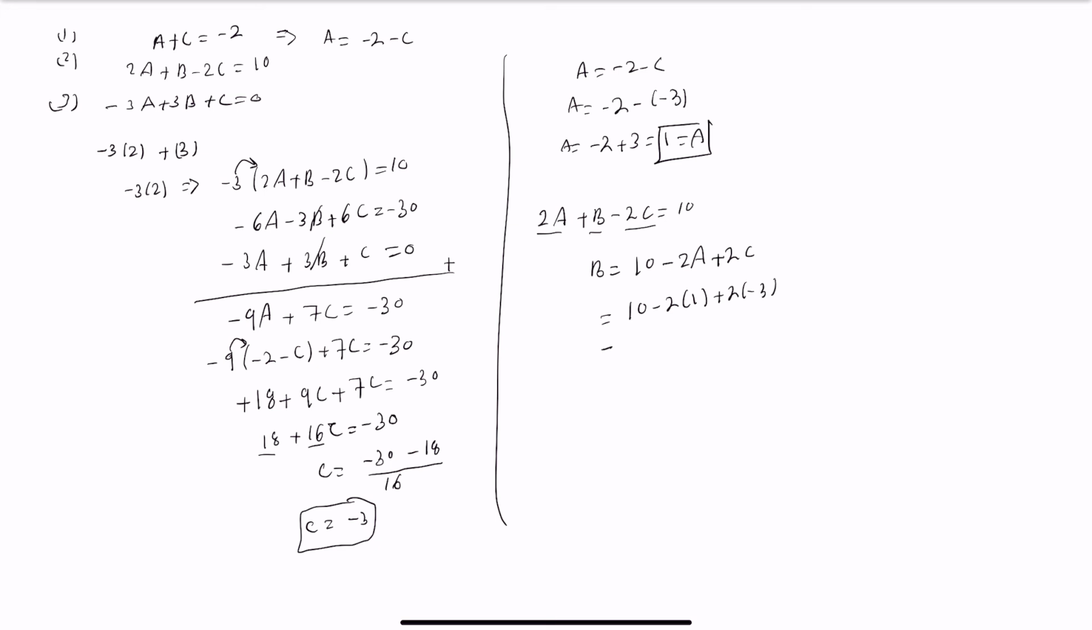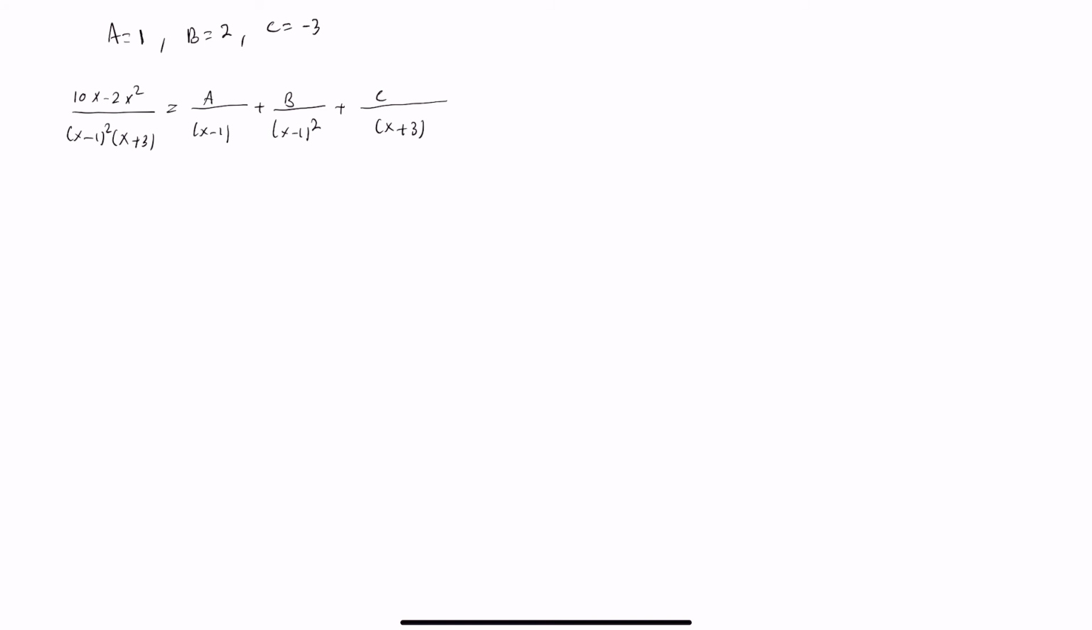So that's going to be equal to 10 minus 2 and then minus 6. That's going to be equal to 2. And that is the value of b. This is the value of a, b, and c, and this is what we started with using partial fractions. So now let's plug the values of a, b, and c back in here. That's going to be equal to 1 over x minus 1, and then plus b, which is 2, over x minus 1 squared, and then c, which is minus 3, over x plus 3.